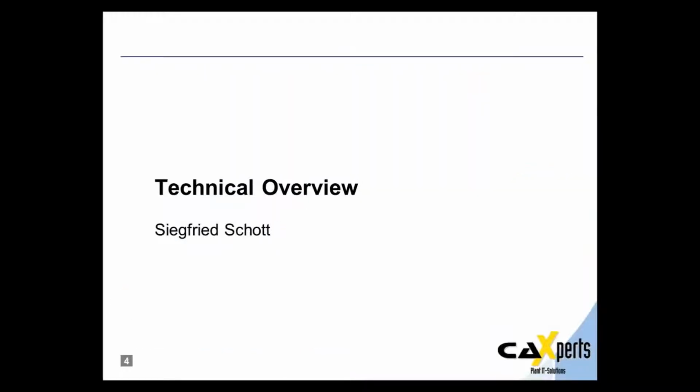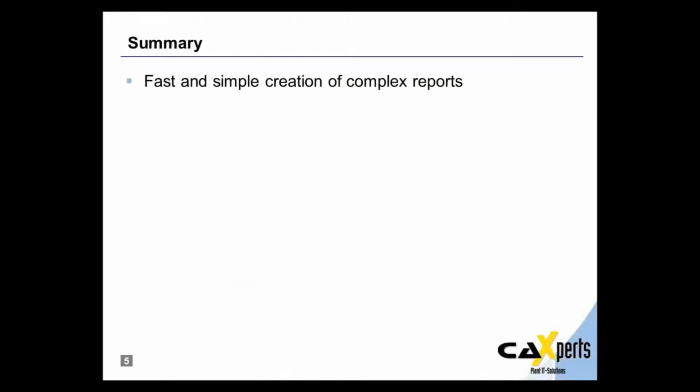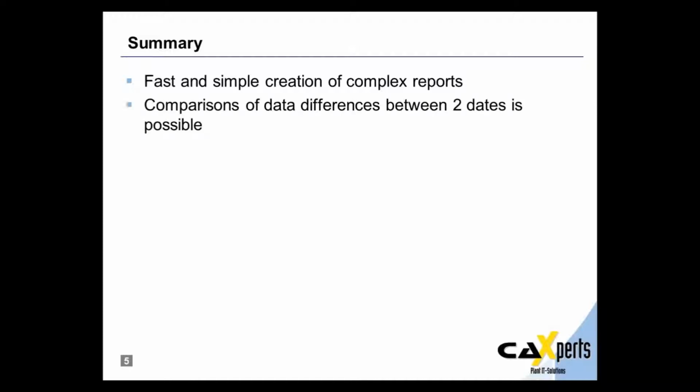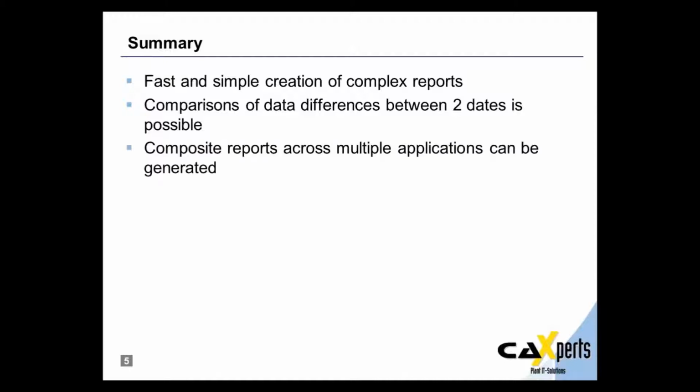Okay, so moving on from that, just really to summarize, what you should be able to do within Universal Reporter is create fast and simple reports, which can be very simple, they can be very complex. We allow the comparisons of data differences between two dates. We allow composite reports across multiple applications.